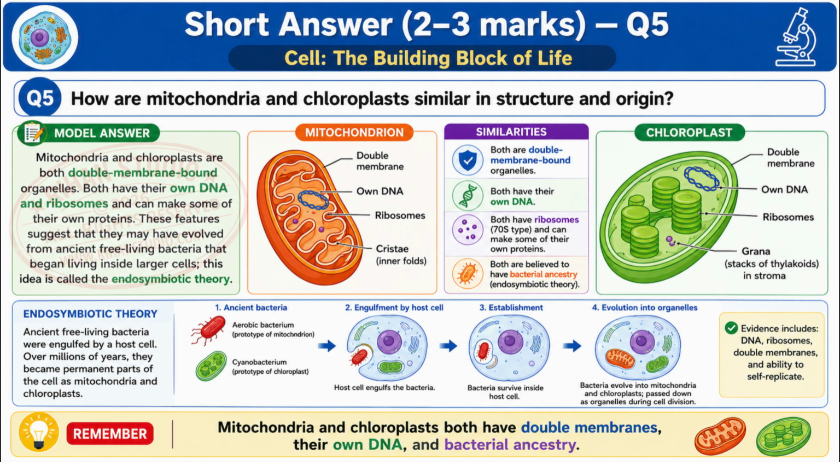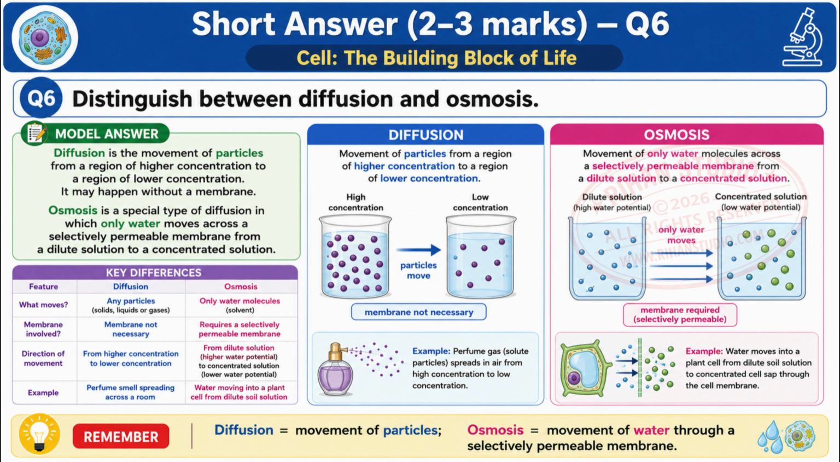6. Distinguish between diffusion and osmosis. Model answer. Diffusion is the movement of particles from a region of higher concentration to a region of lower concentration. It may happen without a membrane. Osmosis is a special type of diffusion in which only water moves across a selectively permeable membrane from a dilute solution to a concentrated solution.